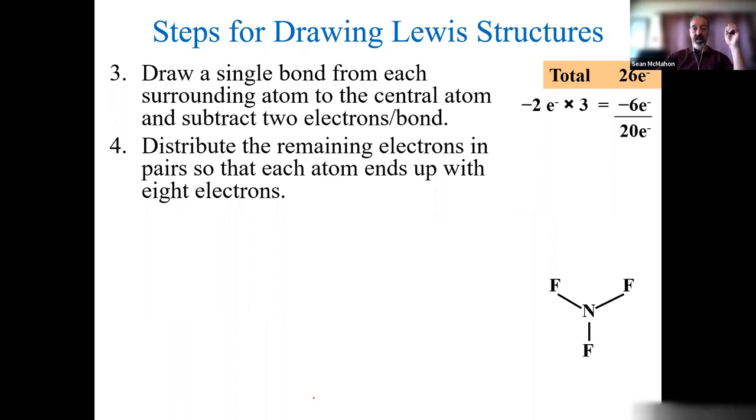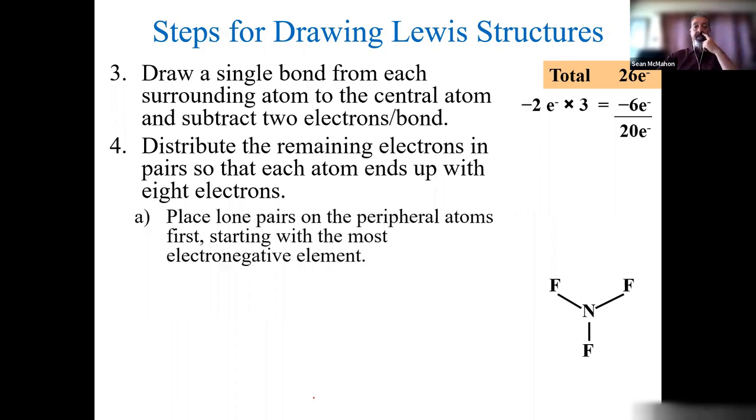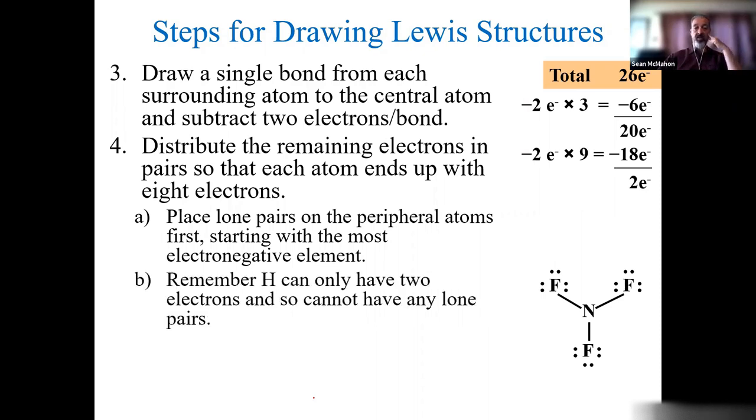So to get the octet for the fluorine, I'm going to place lone pairs around the outer atoms until they satisfy their octets. So 2, 4, 6, 8, 10, 12, 14, 16, 18. I've used 18 electrons to satisfy the octets for the outer atoms, in this case fluorine. So I need to subtract those 18. That leaves 2 electrons remaining. So what do I do with these 2 remaining electrons?